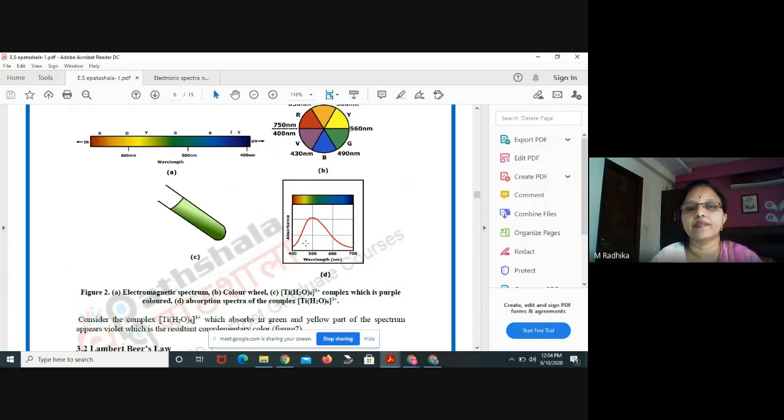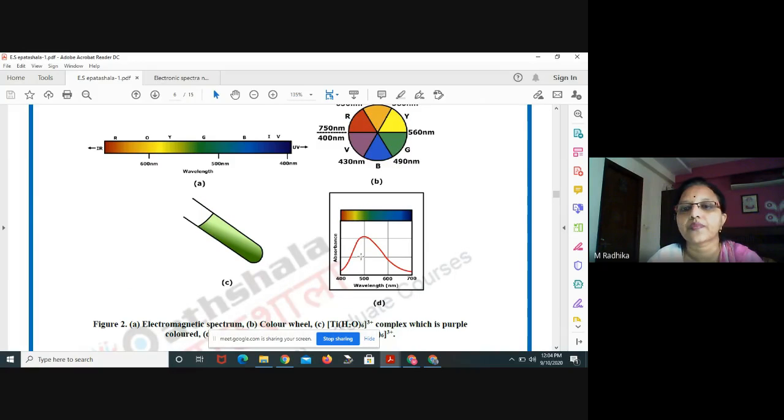Now we'll just take an example of this complex, that is hexaaqua titanium 3 plus. This complex is absorbing around 500. You see here, it is around 500 nanometers. So if it is around 500 nanometers, that means it is absorbing around this green part, right? This is 490 to 560, so that is where you should see the maximum absorbance. So around 500, it is absorbing green.